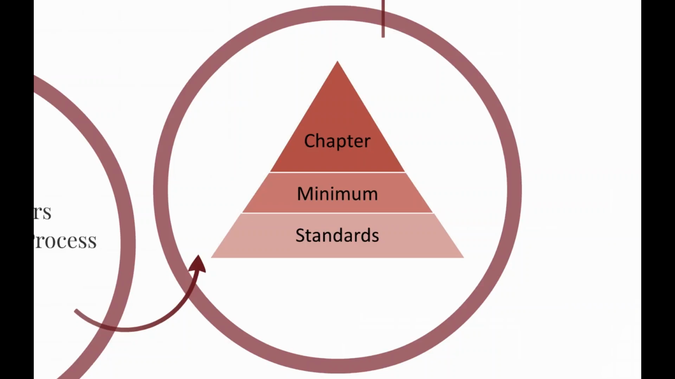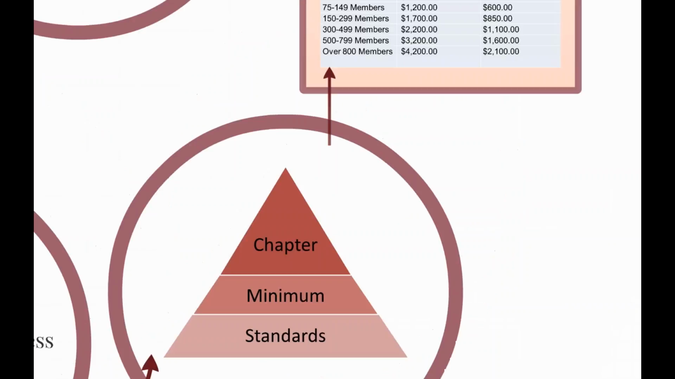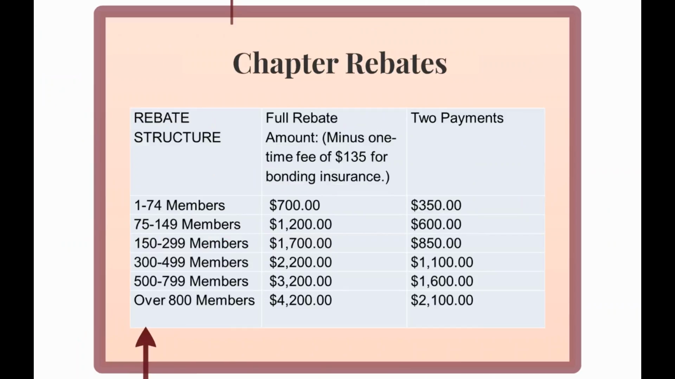And prior, of course, to the distribution of the first portion, ANFP will allot $135 from each chapter for bonding insurance, and this is regardless of the size. So whether you have 500 members or 50 members, we still take $135 for each chapter for bonding insurance. And then here is the breakdown of the dollar amount based on membership.